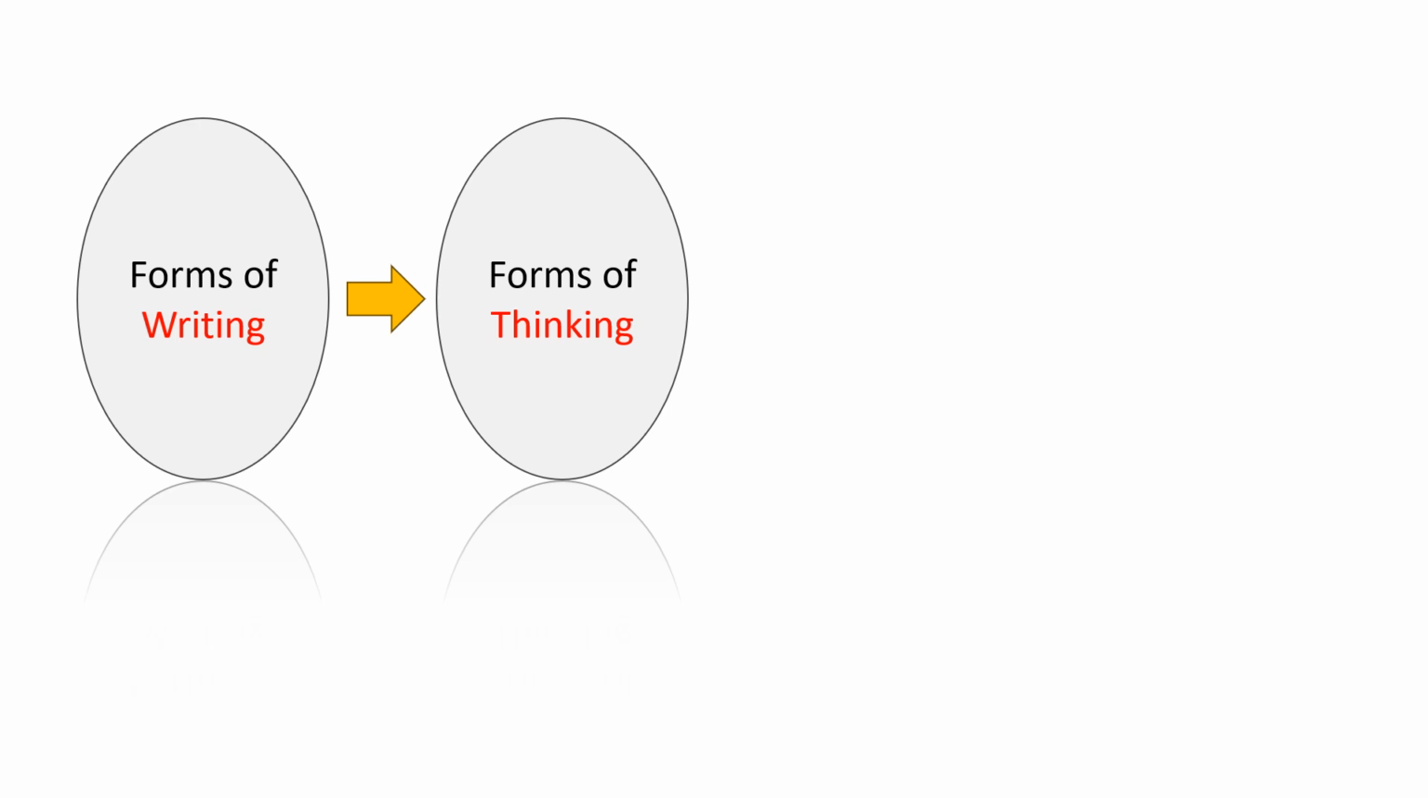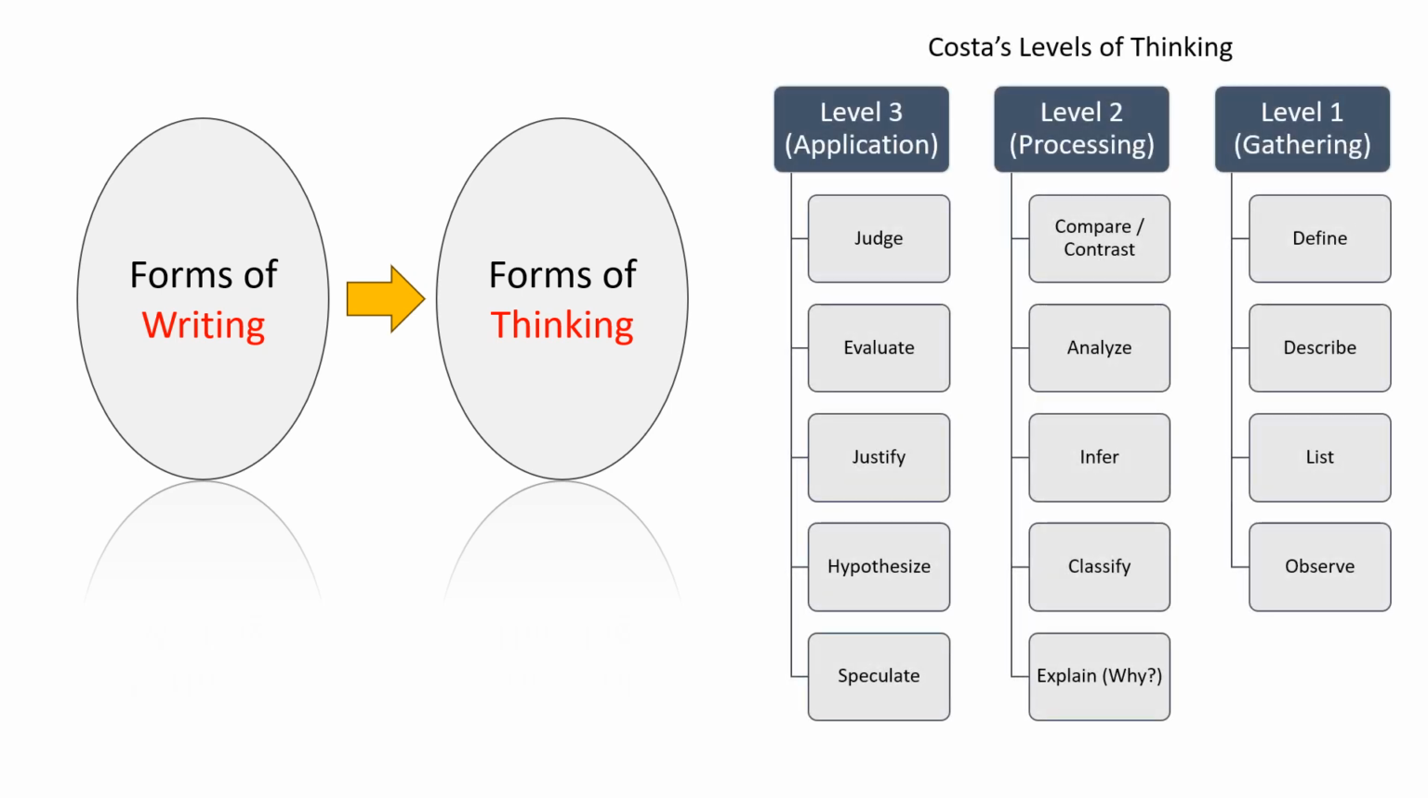Furthermore, you can see how these forms of writing reflect the distinct forms of thinking that are emphasized within the content area. You may be familiar with Robert Costa's 3 levels of thinking, where different thinking processes are classified as to whether they ask students to gather, process, or apply information. While all of these thinking processes are used at times in each content area, you can see how the writing structures of each discipline evolve to complement the types of thinking emphasized within the discipline.